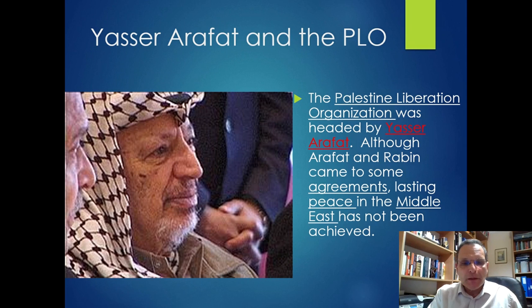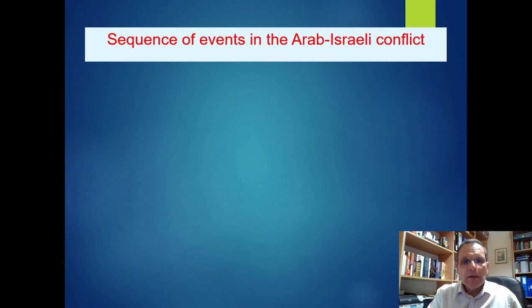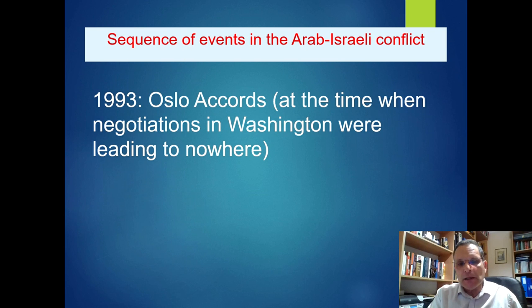Arafat and Yitzhak Rabin, following the Oslo Accords, came to some sort of an agreement, but this agreement never materialized into a full-fledged peace agreement. I don't have the time to elaborate on this. I'll be more than happy to take questions and to explain the reasons for that. But let me say the following.